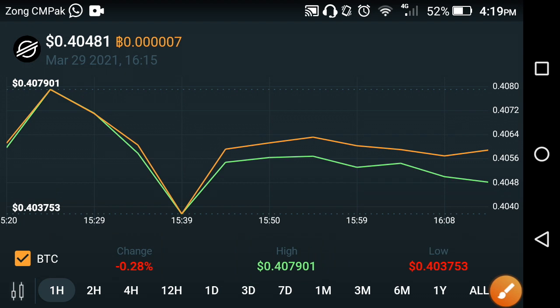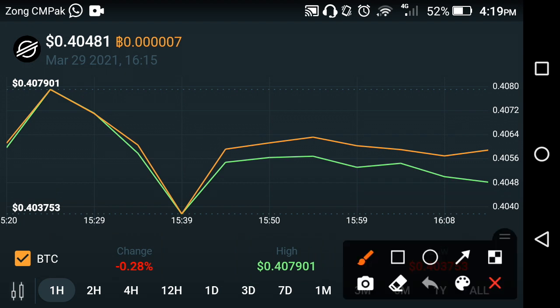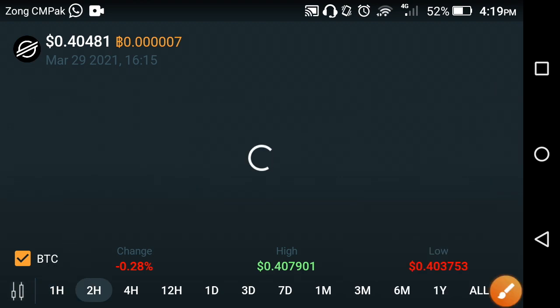Now let's see what price changes occurred in the last 2 hour of Stellar XLM in the crypto markets. Let's see the 2 hour result of Stellar XLM.